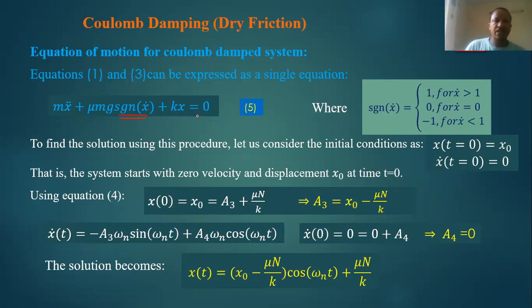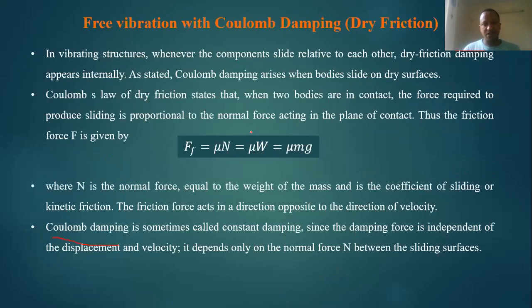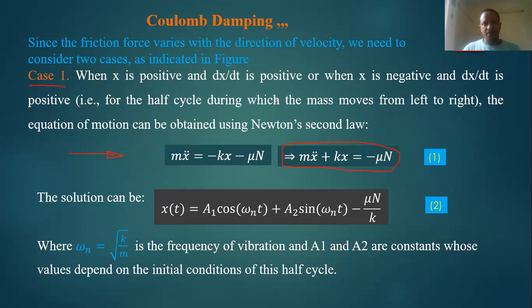So we combine two equations, equation number 1 and equation number 3. Equation number 1 means this one. That means when moving from left to right with positive dx/dt, x dot is greater than 0.